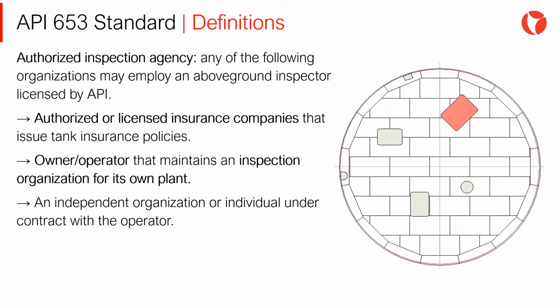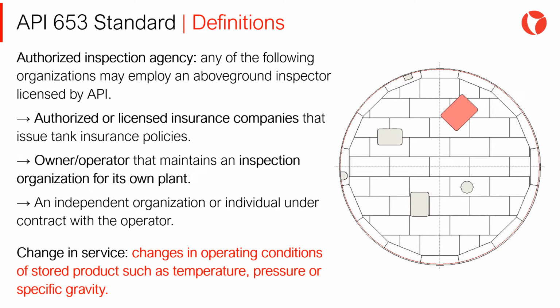Authorized inspection agency. Any of the following organizations may employ an above-ground inspector licensed by API. Could be an authorized or licensed insurance company, or the owner, operator that maintains an inspection organization for its own plant. At the same time, an independent organization or individual under contract with the operator.